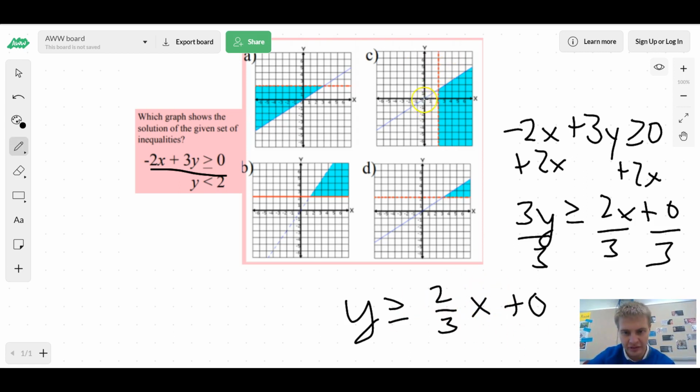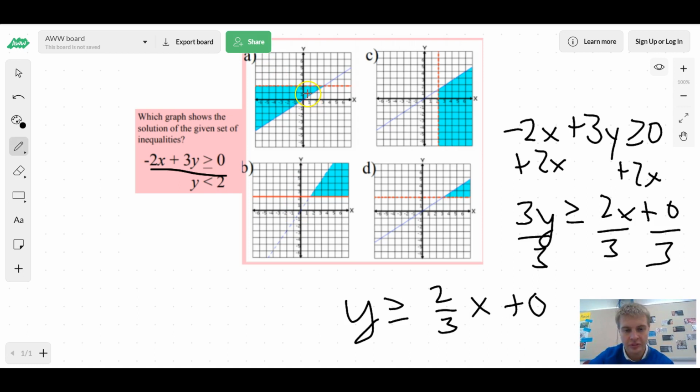Well, you can see that every single one of these lines actually intersects at 0 and goes up 2 and over 3. So all the lines look pretty much the same. Well, the other reason I converted it to this form is so we could see what this thing is doing. Because this is a greater than sign, and you always look at the sign, it's going to shade above the line. So I'm going to look at the line and look for it to shade above.